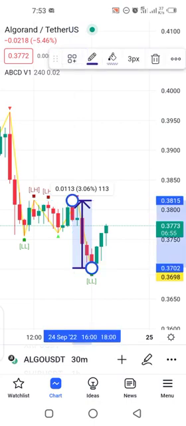So the best approach for me to enjoy this 3% is that I will not take capital for granted.